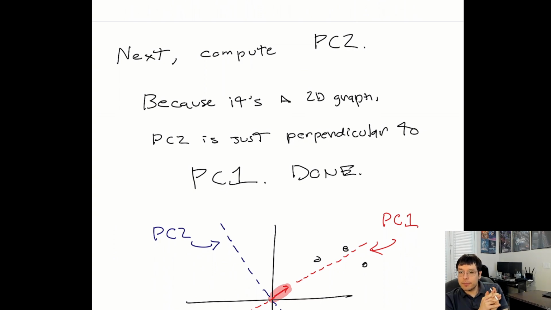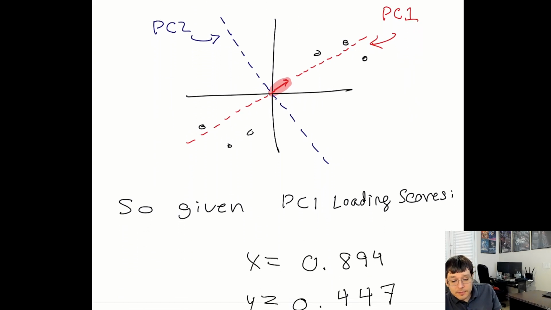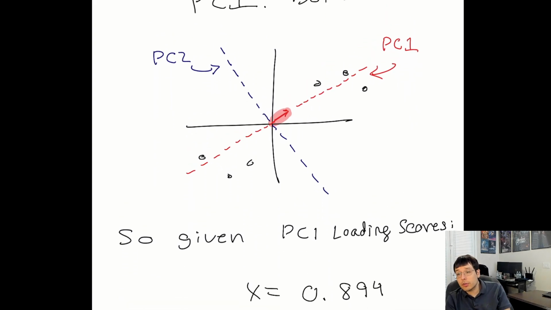All you gotta do to find out the next principal component is just find the line that's perpendicular to your previous principal component. So that's pretty easy to do. Just find a 90-degree angle, right? There you go. Done. That's it. So what do you have to do now? You got to compute the loading scores, right? That's kind of easy to do too because all you did is have a perpendicular line.